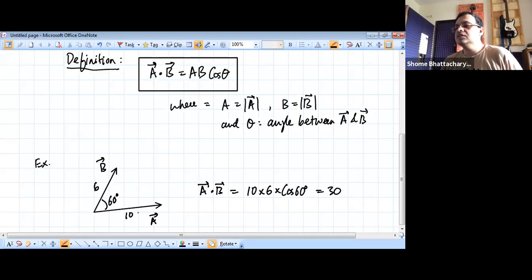Now, if this is in some unit and this is in the same unit, then in terms of unit, this will become unit square. Whatever that unit was, it will become the square of that unit because it's the product of the two magnitudes. Cos theta is a dimensionless quantity. It does not have any unit.